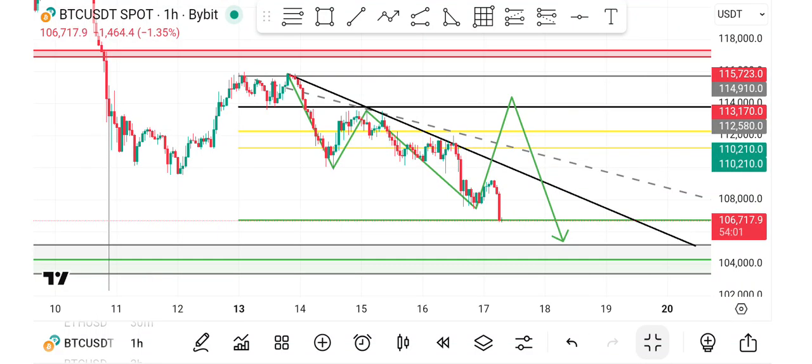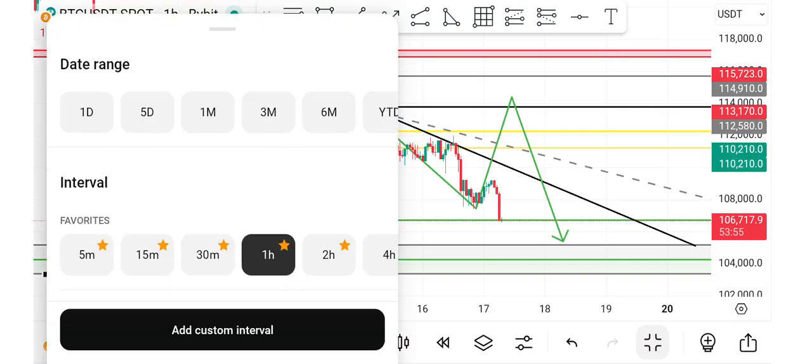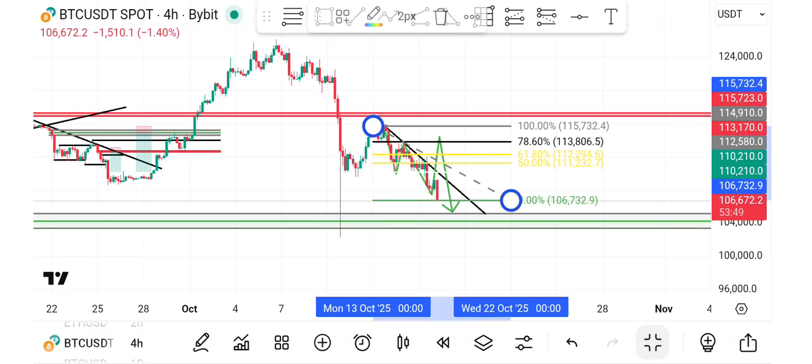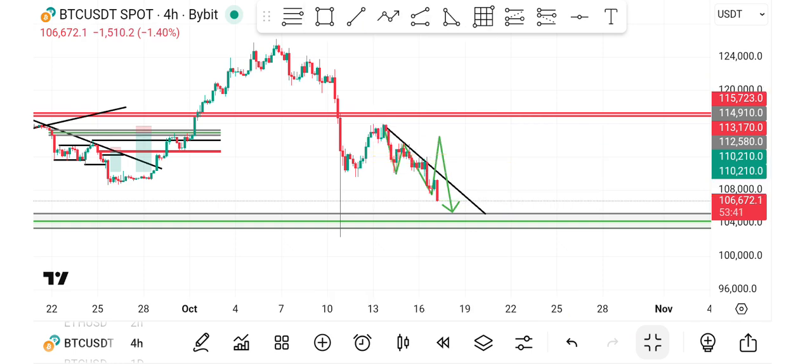How to trade Bitcoin downtrend. Right here we can see from the higher time frame, the 4 hour precisely, Bitcoin is trending downwards. I'll just take off the Fibonacci retracement tool in the internal range. Bitcoin is trading downward, right?